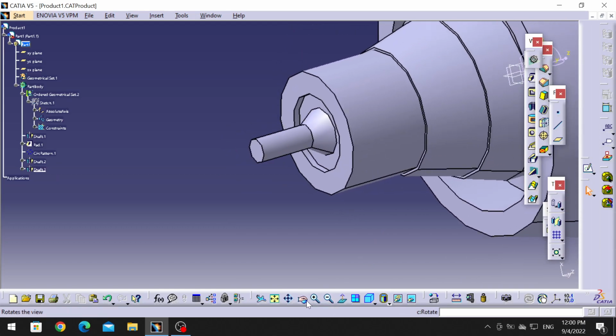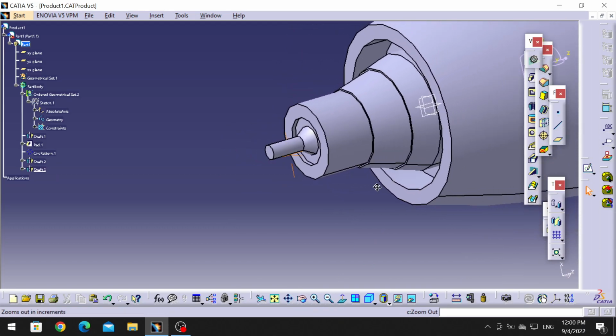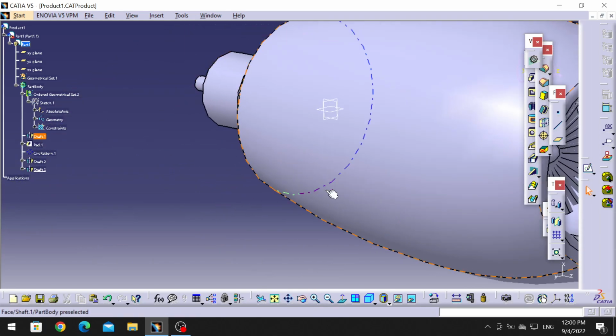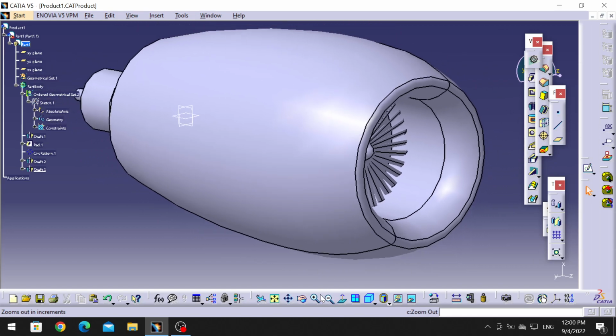And that is pretty much it. So with that completed, you have the complete part of the engine nacelle.